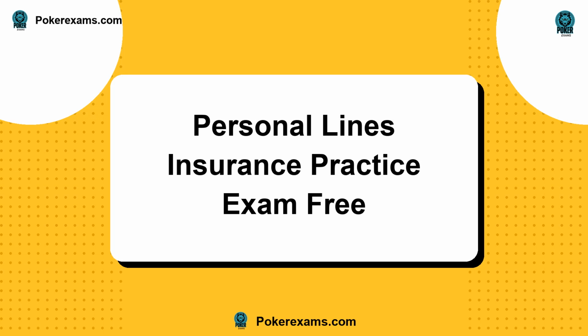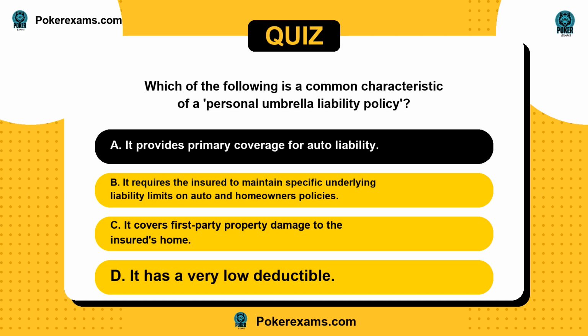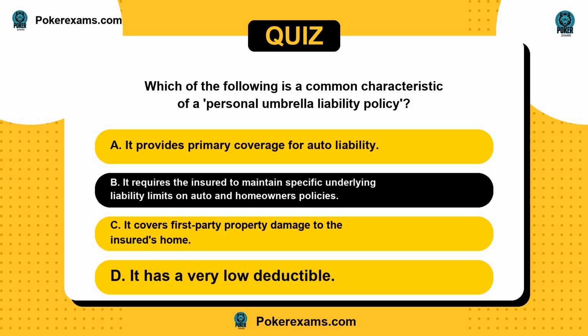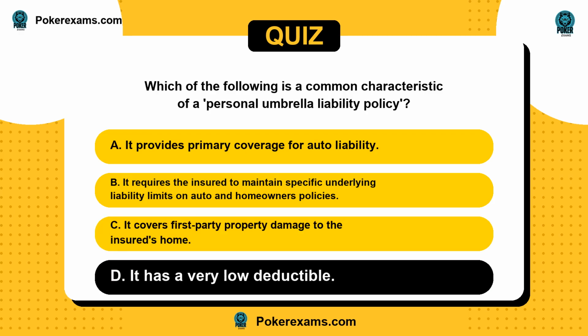Welcome to the quiz. Which of the following is a common characteristic of a personal umbrella liability policy? Is it A, it provides primary coverage for auto liability? Or B, it requires the insured to maintain specific underlying liability limits on auto and homeowners policies? C, it covers first-party property damage to the insured's home? Or D, it has a very low deductible?